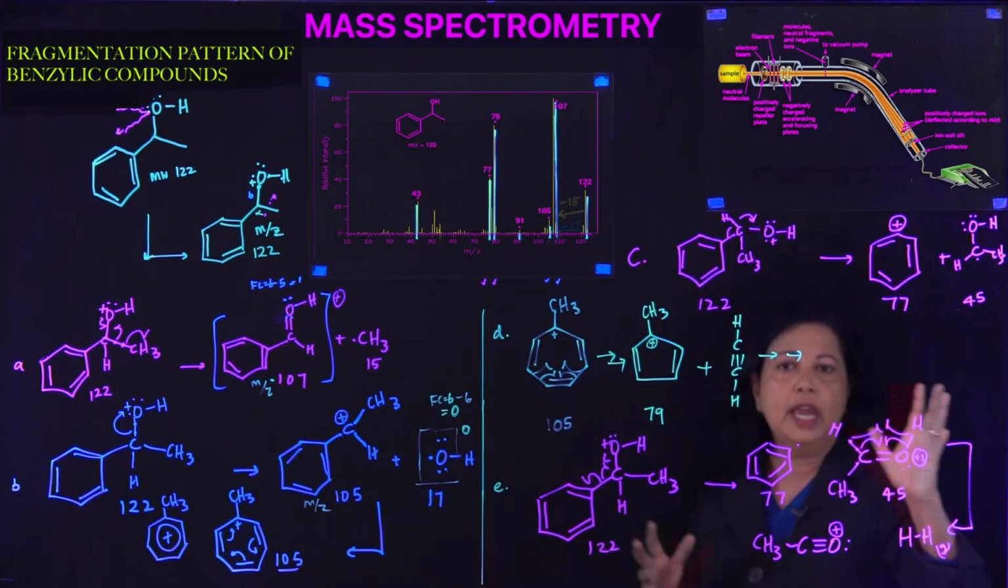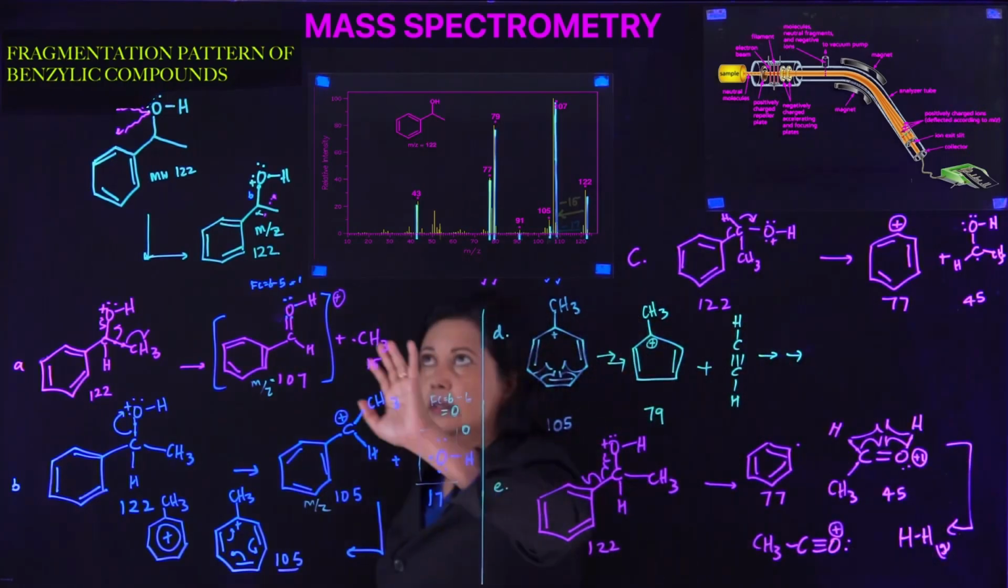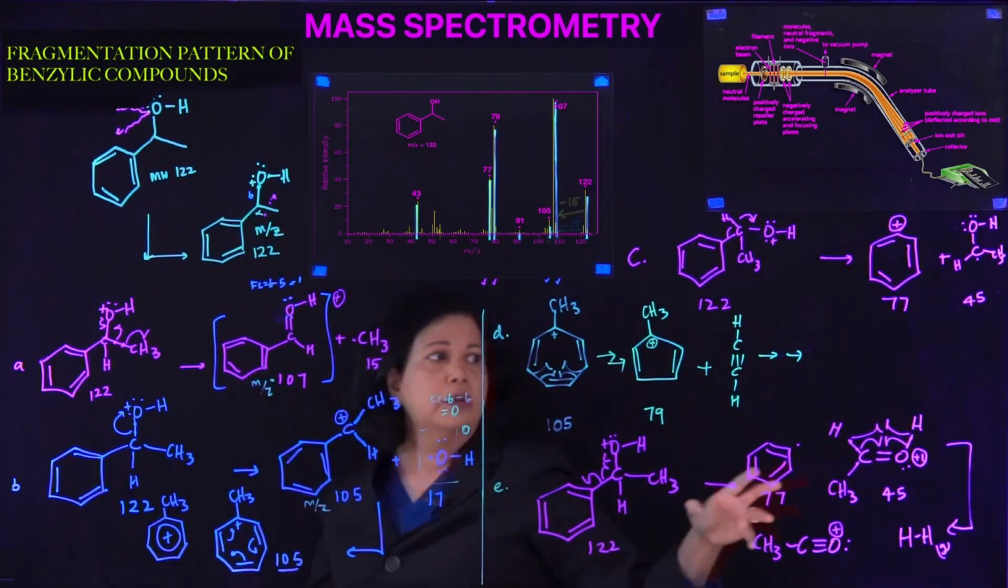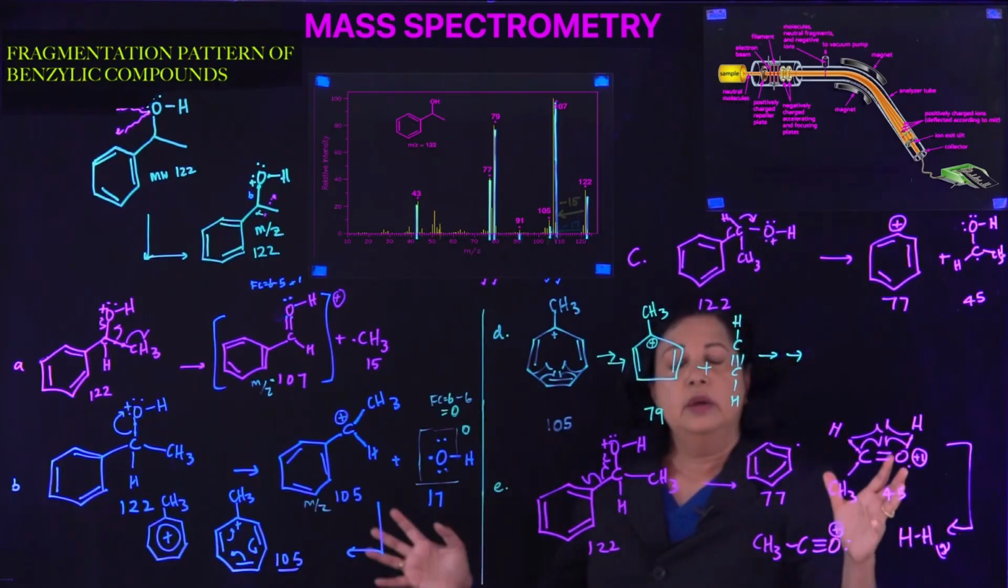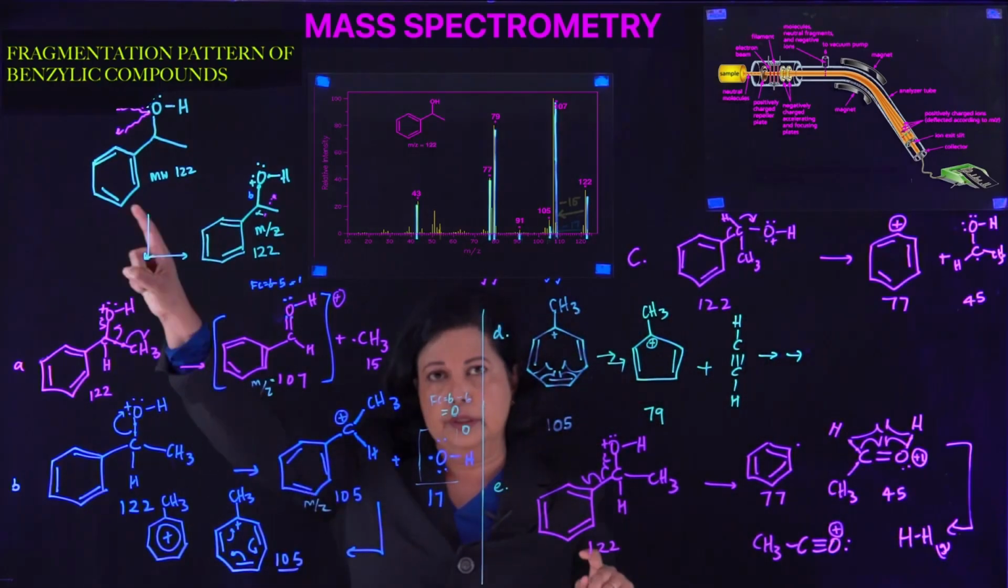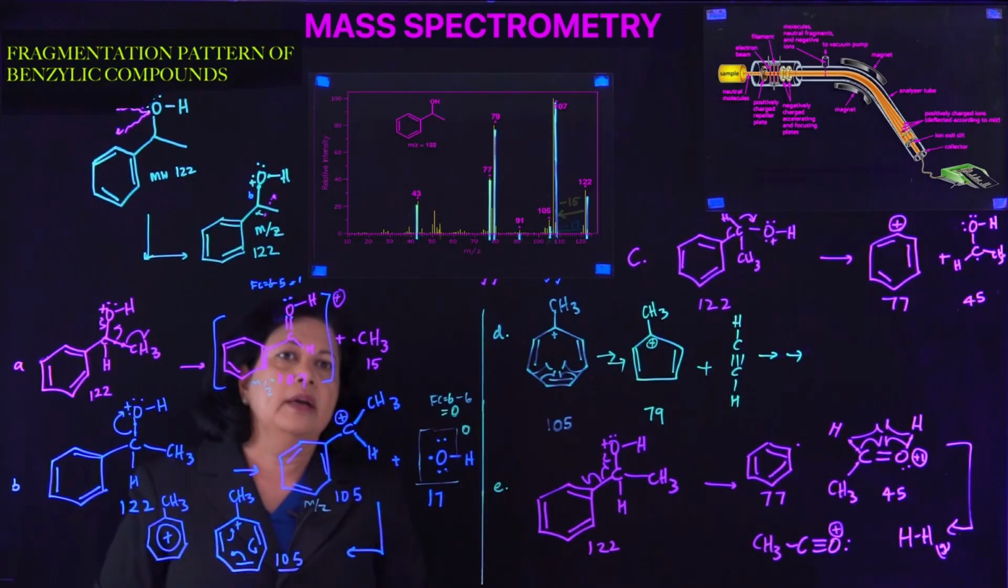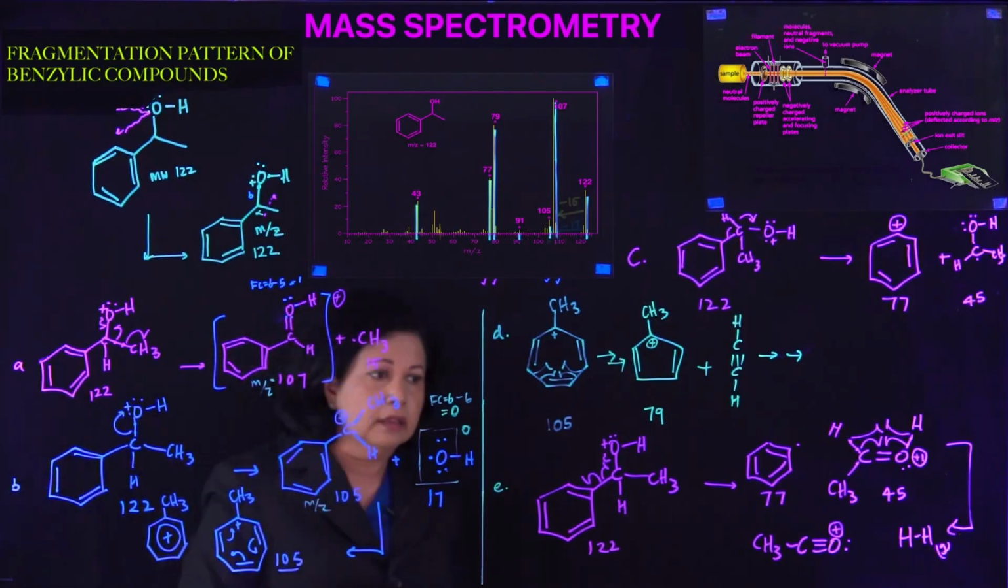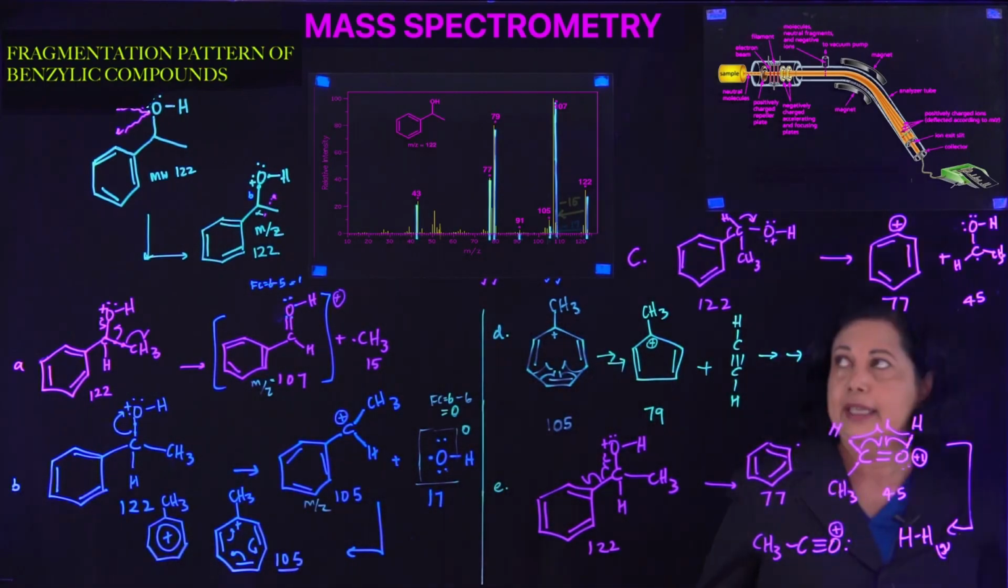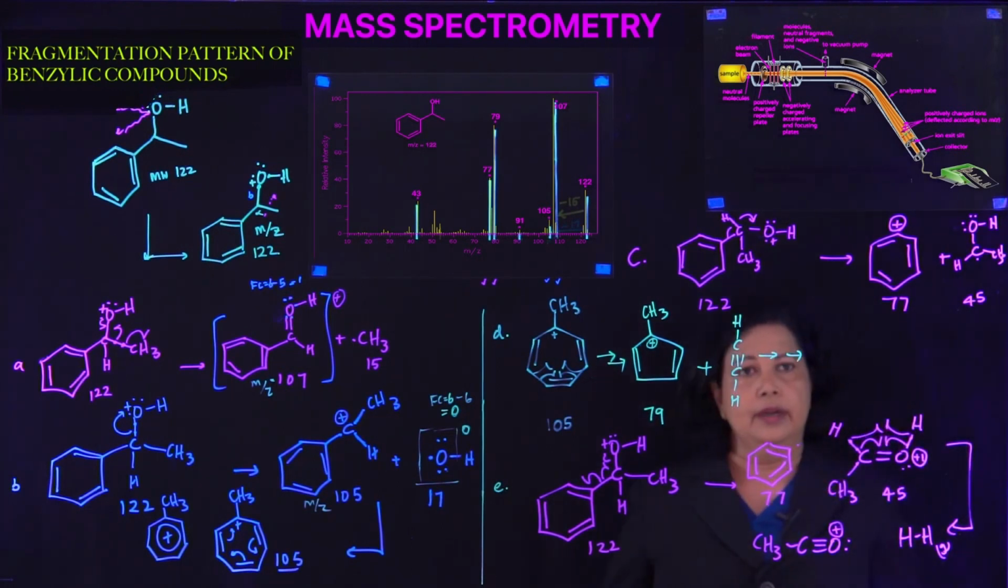And from all these fragments, let's say we didn't know what the initial molecule was. From all these fragmentation patterns, we can put it together and say, chances are we got a benzylic alcohol over there. In that case, it's a 1-phenylethanol.